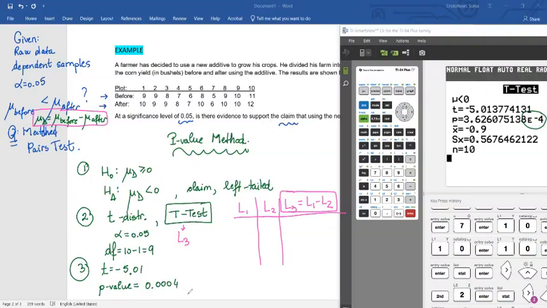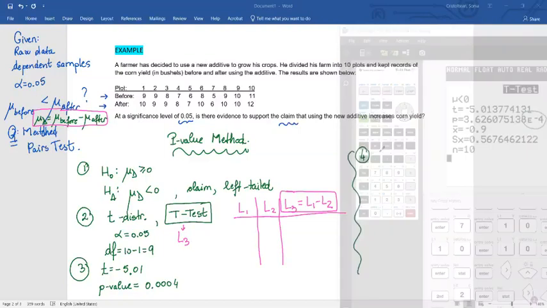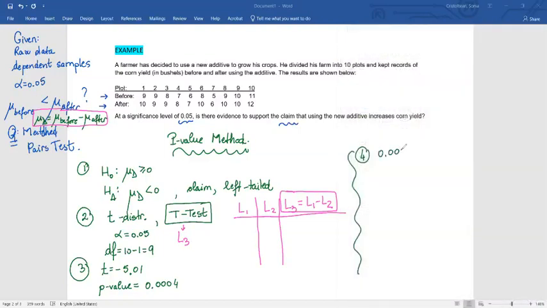And now I'm ready to conclude the test using the p-value method by comparing the p-value with alpha. Let's do so. P-value is 0.0004, and alpha is right here, 0.05, and I will add 2 more zeros. I clearly see that this is less than or equal to alpha. So I will reject H sub 0, or I use the acronym reject H sub 0.